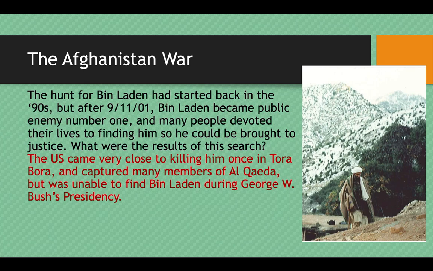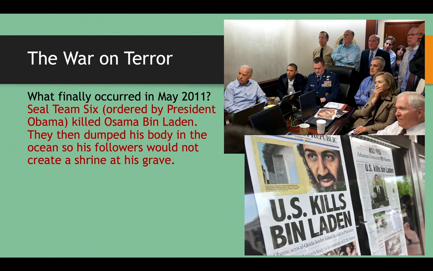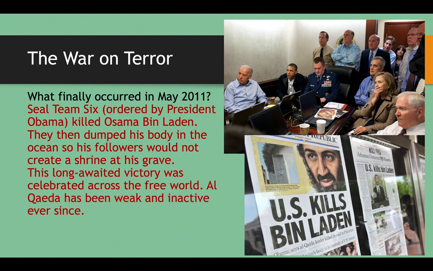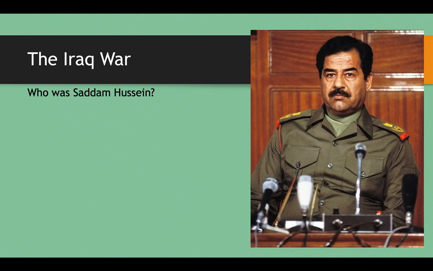The U.S. did capture many members of al-Qaeda, but was unable to find bin Laden during George W. Bush's presidency. So bin Laden remained hidden for nearly 10 years after 9/11, mostly in the mountains on the border of Afghanistan and Pakistan. Now, finally, after nearly 10 years, in May of 2011, SEAL Team 6, ordered by President Obama, killed Osama bin Laden. They then dumped his body in the ocean so that his followers would not create a shrine at his grave. And this long-awaited victory was really celebrated all across the free world. Al-Qaeda has been weak and very inactive ever since, and this is seen as Obama's greatest achievement.